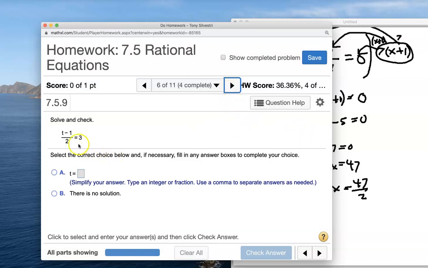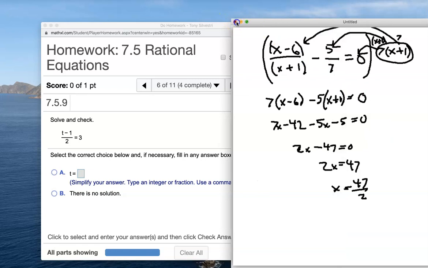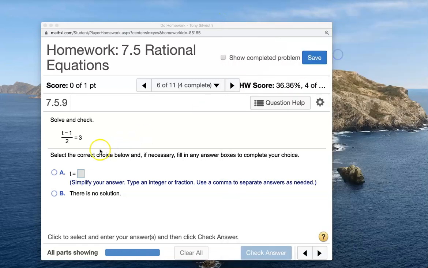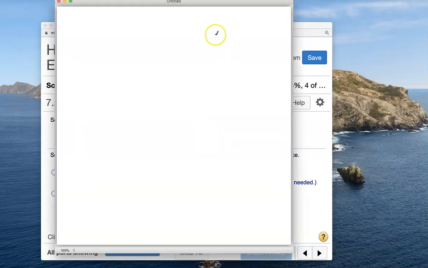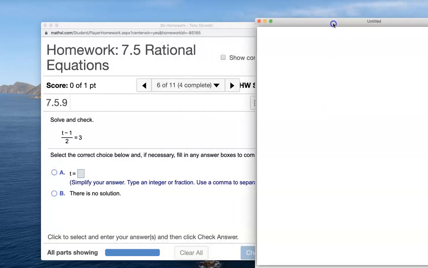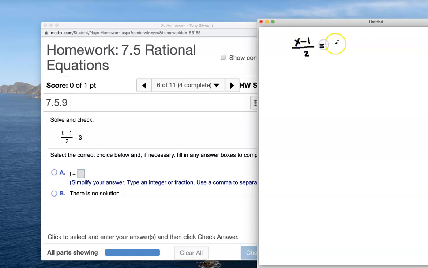Okay, this problem here, I'm not even sure why it's there. But I'll do it. It's very simple. File new. Let's see, x minus 1 divided by 2 equals 3. Make a bundle out of that.